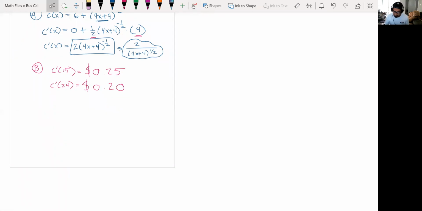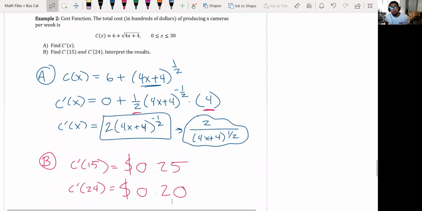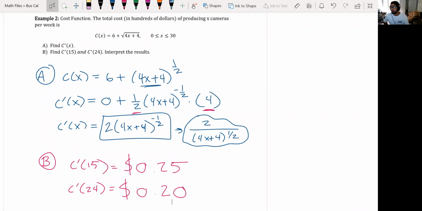And all we have to do now is just interpret what it means. So we took the derivative of the cost function. Remember that derivative is the same as slope. It's a rate of change. And if we get a positive number output, this means that our rate of change, our slope, is increasing. So this problem has total cost in hundreds of dollars of producing X cameras per week. So if X represents cameras, when we plug in 15 cameras, the cost is increasing by 25 cents per camera. And if you produce 24 cameras, cost only increases by 20 cents.